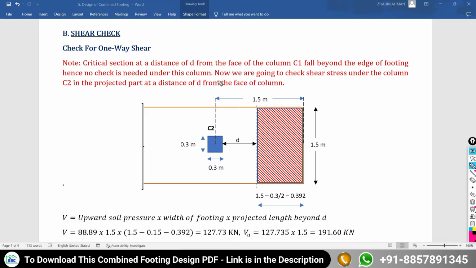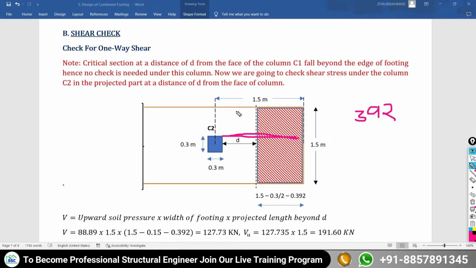Now what about column C2? For column C2, if you check from the face of the column, this projection is more than 392 mm. That's why here we are going to perform the one-way shear check from the face of column C2.